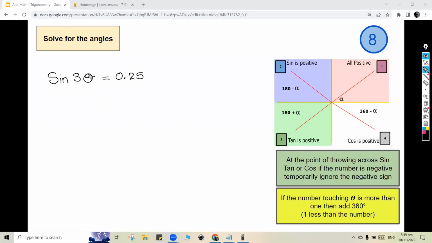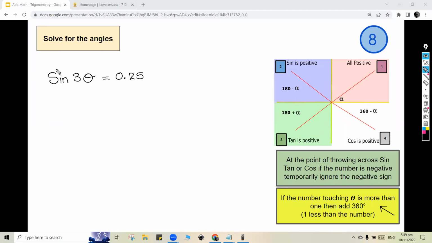So whenever you see 3 theta, we have to be on the lookout that most likely we're going to get 6 answers instead, because when it's 2 theta, we got 4 answers. And according to this note, how many times do you think we will be adding the 360? 2 times, right? 1 less, so the value here is 3. So we have to add the 360 twice to each answer.